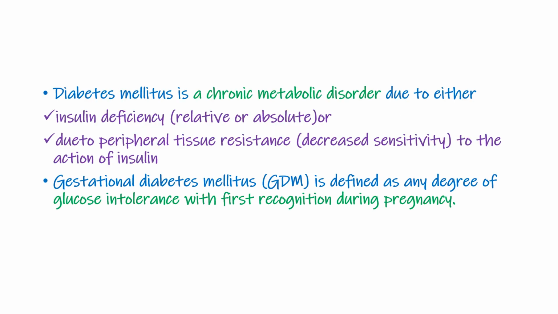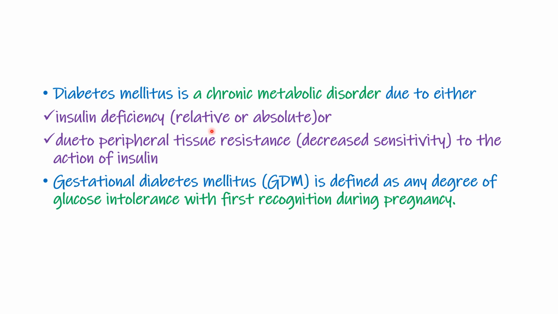Let's begin. So diabetes mellitus is a chronic metabolic disorder. Previously we know that we have two types of diabetes mellitus. We have diabetes mellitus type 1 and diabetes mellitus type 2. Diabetes mellitus type 1 is caused by deficiency of insulin. Diabetes mellitus type 2 is caused by insulin resistance. That's just what this slide talks about.